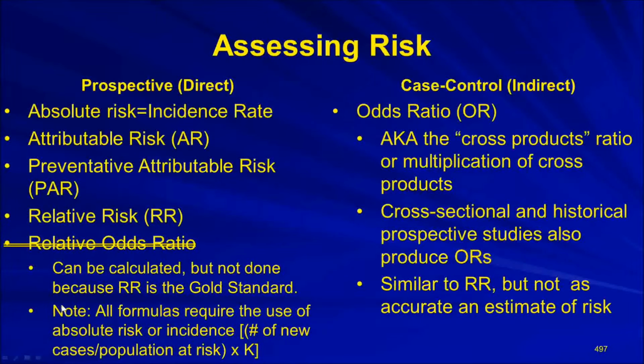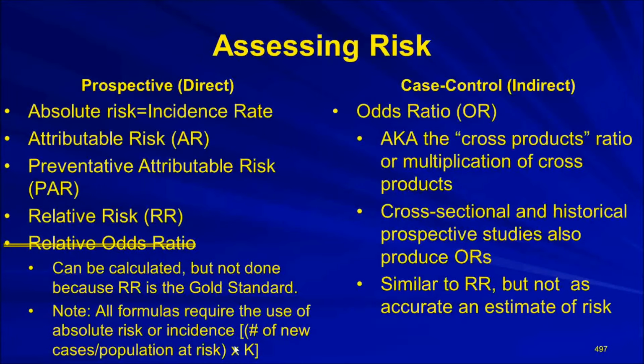And I want you to also note that all formulas require the use of absolute risk or incidence rate, or the number of new cases divided by the population at risk times K. So that's the same formula you learned from the beginning of class when we were talking about incidence rate. There's nothing new. We're just talking about applications and study designs.